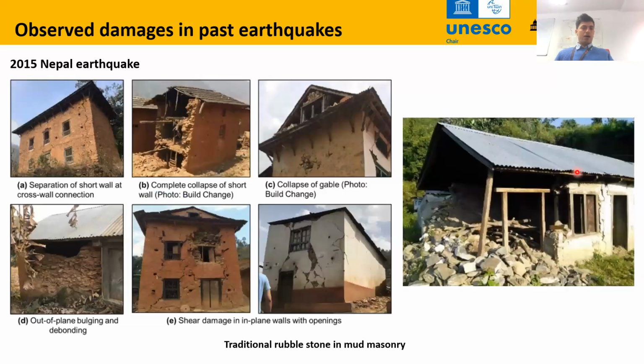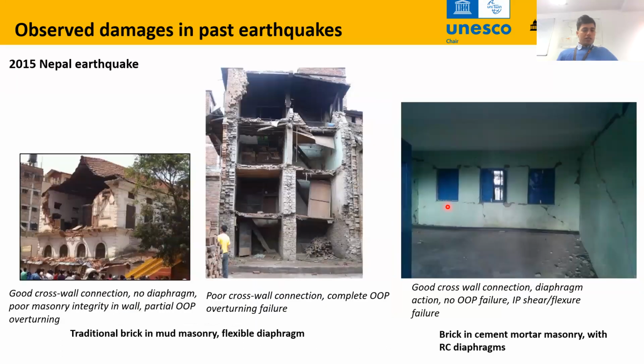No diaphragm action. 2015 Nepal earthquake, very similar observations, for example, the gable failure, the out-of-plane overturning failure, out-of-plane separation cracks here, delamination of the poorly built walls, here also delamination, and here due to better diaphragm action, there is in-plane failure mode here. And here similarly, no proper roof diaphragm action, poor connections leading to out-of-plane collapse of this wall here. More examples.